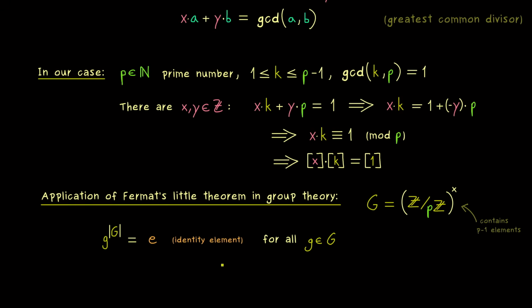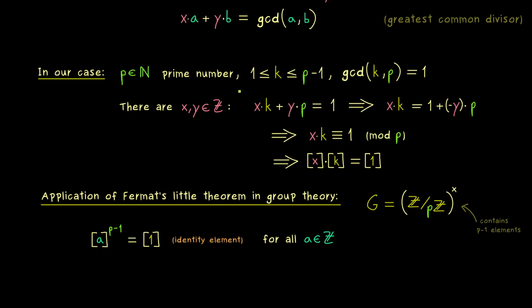And now let's simply apply Fermat's little theorem, and as you can see here, this was the general formulation from before. So let's substitute the symbols. First, the order of g is p minus 1. And on the other hand, the identity element is the equivalence class of 1, and g is just the equivalence class of an integer. And maybe to keep it simple, let's call this integer a.